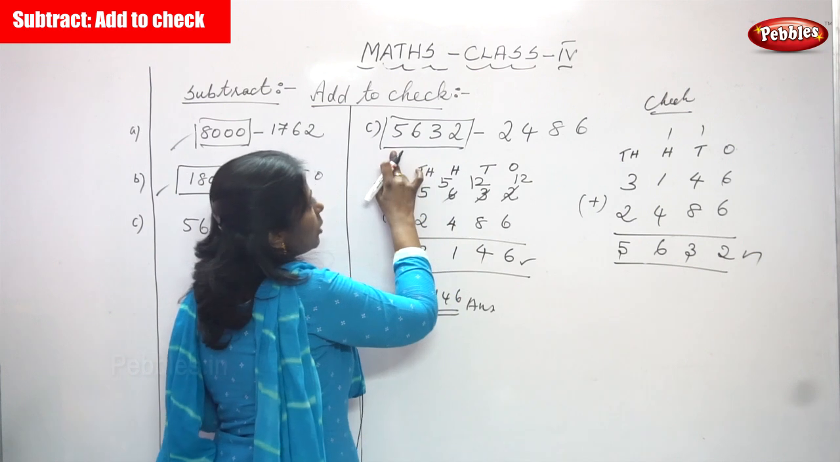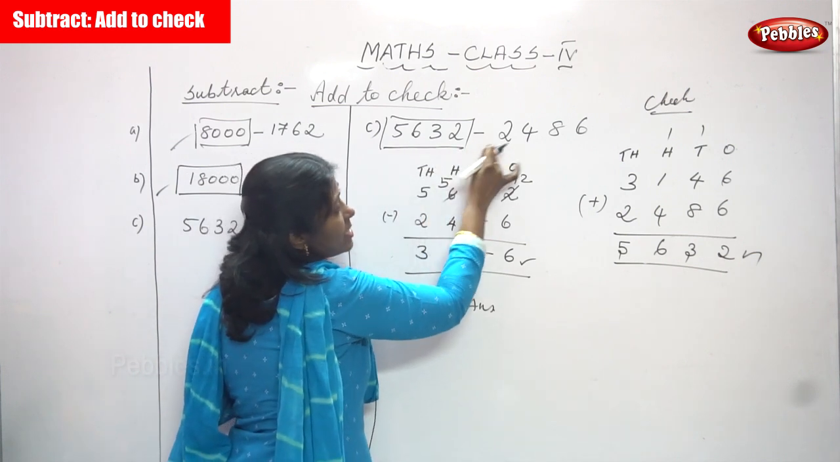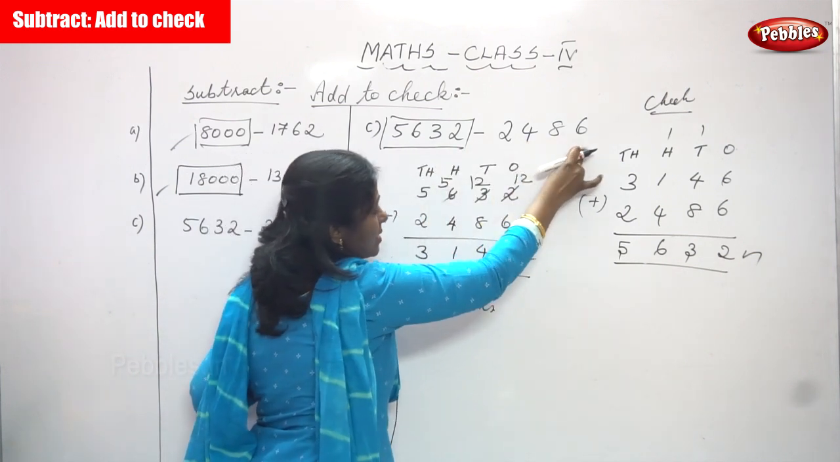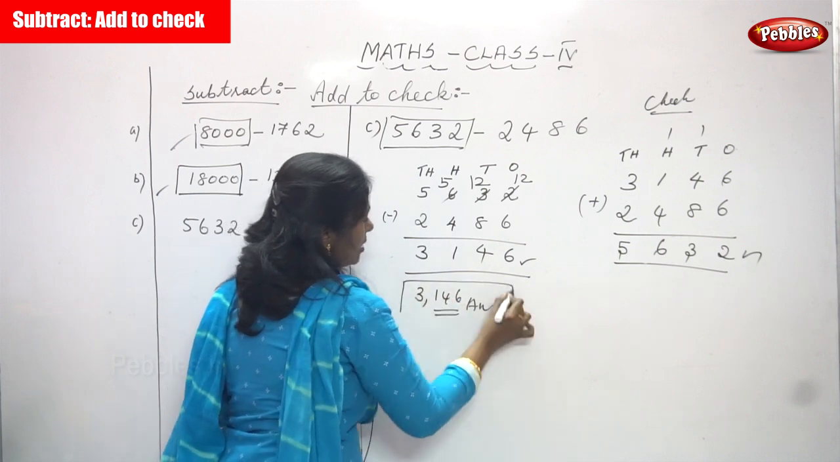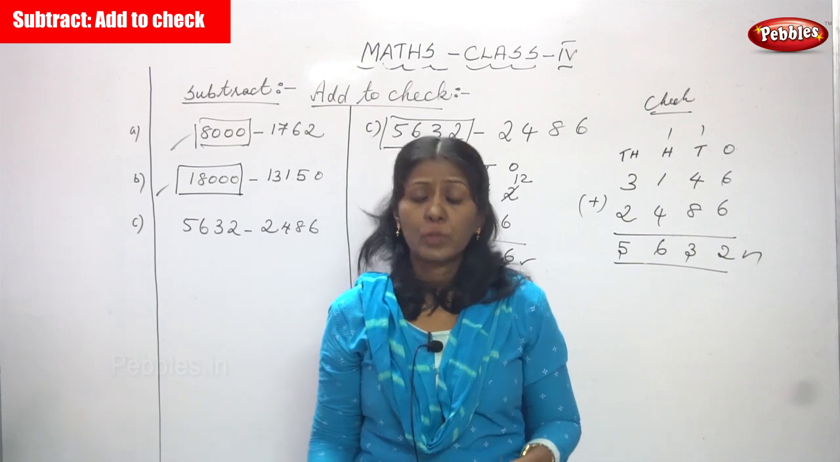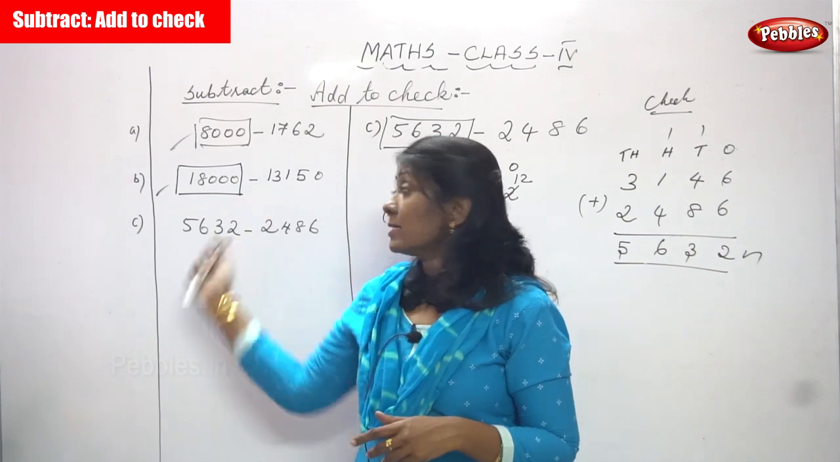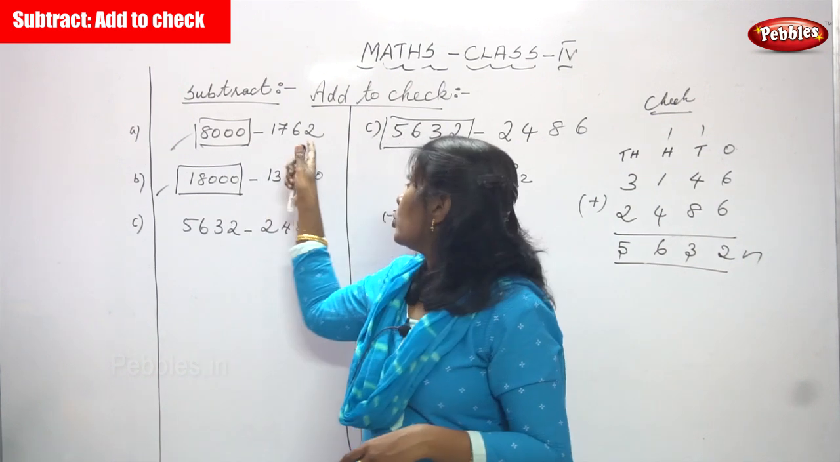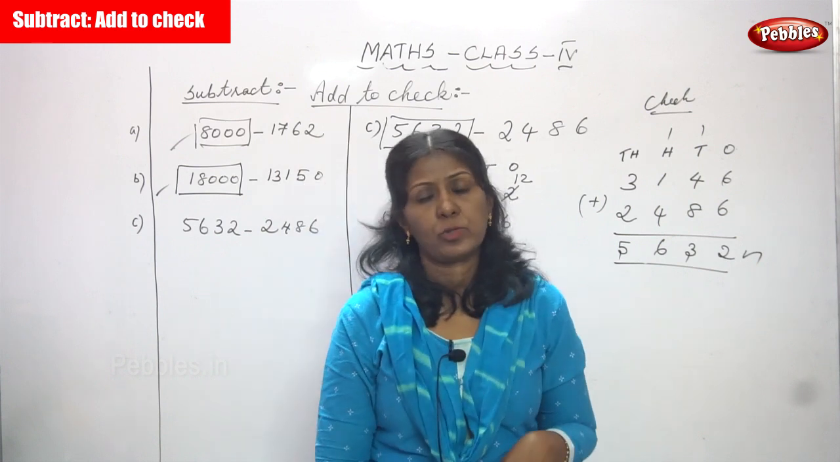That means 5632 minus 2486. The answer is, what is this? 3146. This is the right answer for the question. I think we solved all the subtracting problems, and also we have done the check method, adding to check.